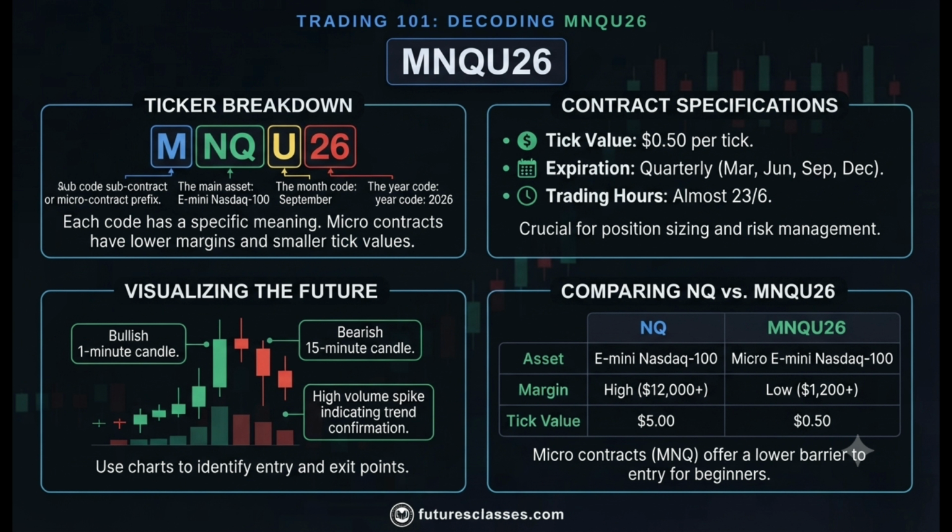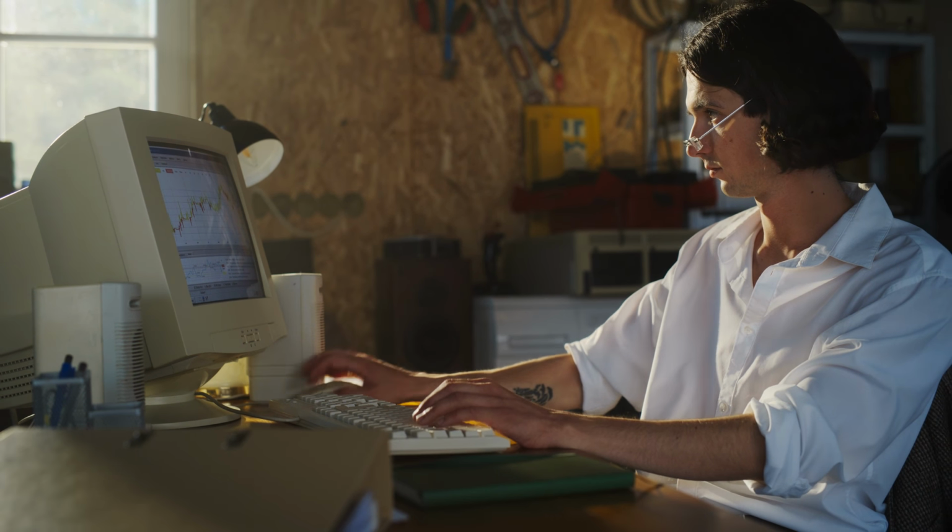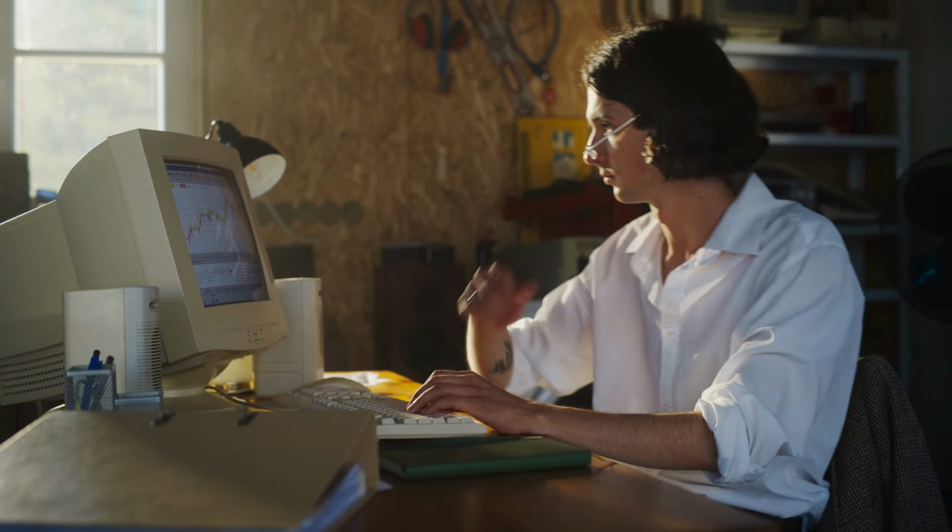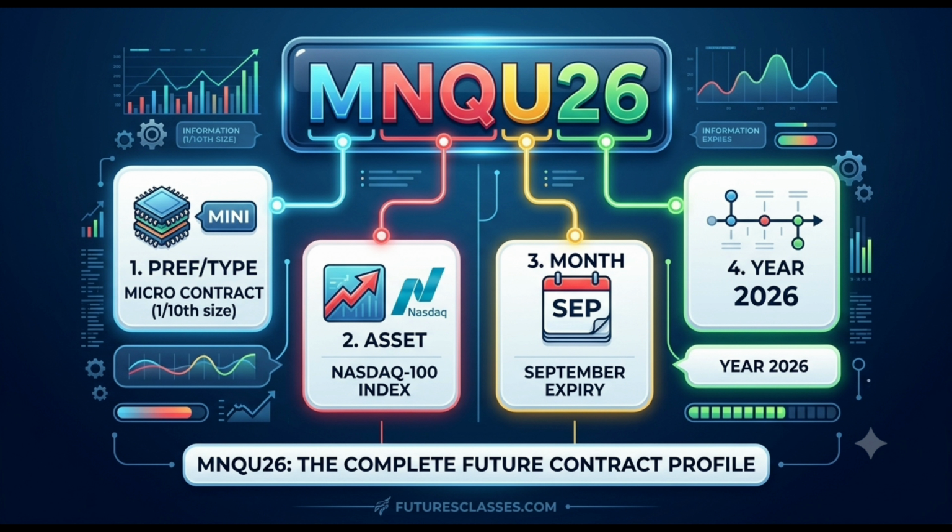MNQU26. It looks like a random string, but it gives you four crucial pieces of information. M. This prefix stands for micro. It means it's a micro contract, which has lower margins and smaller tick values than standard contracts. NQ. This is the main asset, the E-mini Nasdaq 100 index.